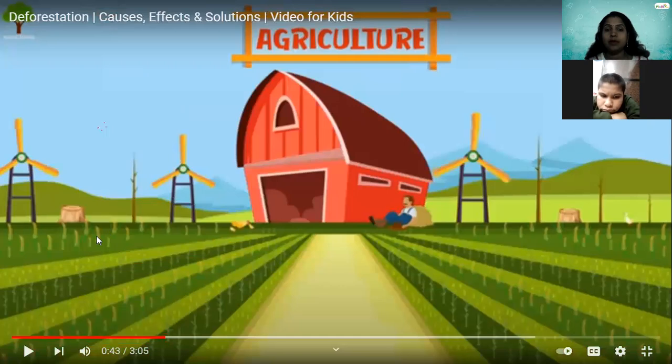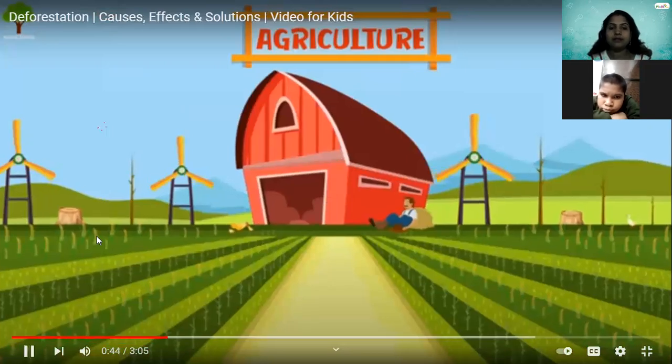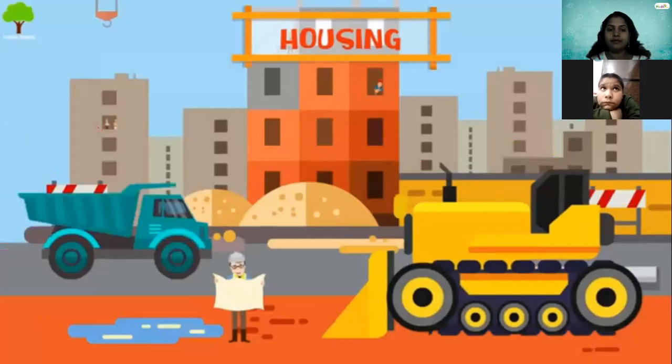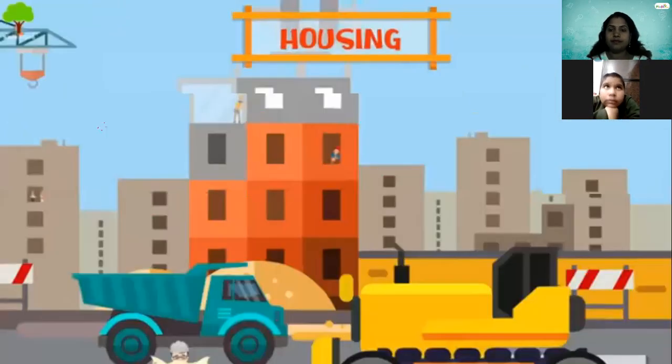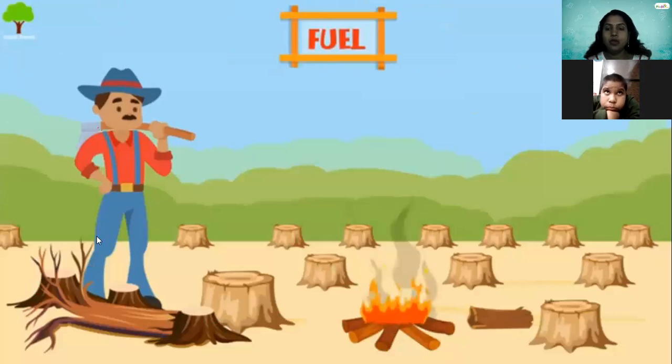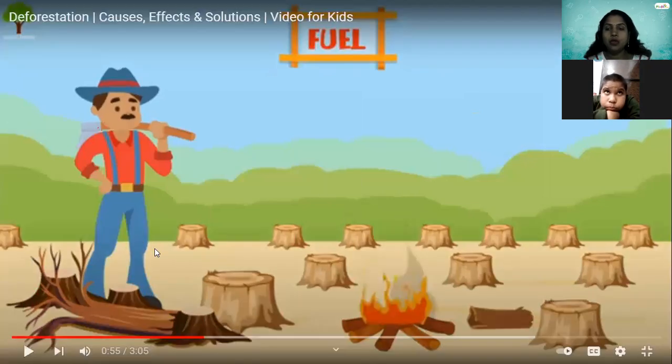Yes. So that's why, if any trees are coming, they are cutting down the trees. Agriculture and housing: people cut trees to provide land for houses, buildings, and factories. Fuel: wood from trees is burned. We are using the wood as a fuel. So for the fuel also, they are cutting down the trees.